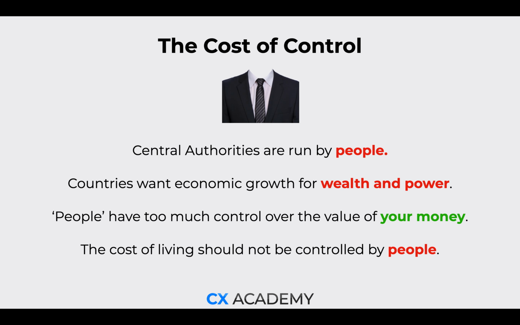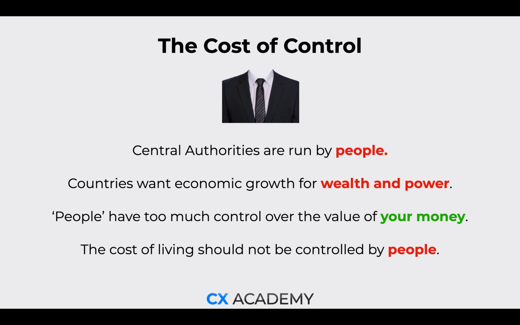So what is the cost of control? Now, I briefly mentioned this. Central authorities are run by people, and people are notorious for human error or being greedy. We have certain attributes which make us biased in certain scenarios. And as a whole, countries want economic growth. They want that long-term productivity growth. But they also want wealth, and a country also wants power. They want wealth and power in the global economy, in the global markets, as a country themselves.